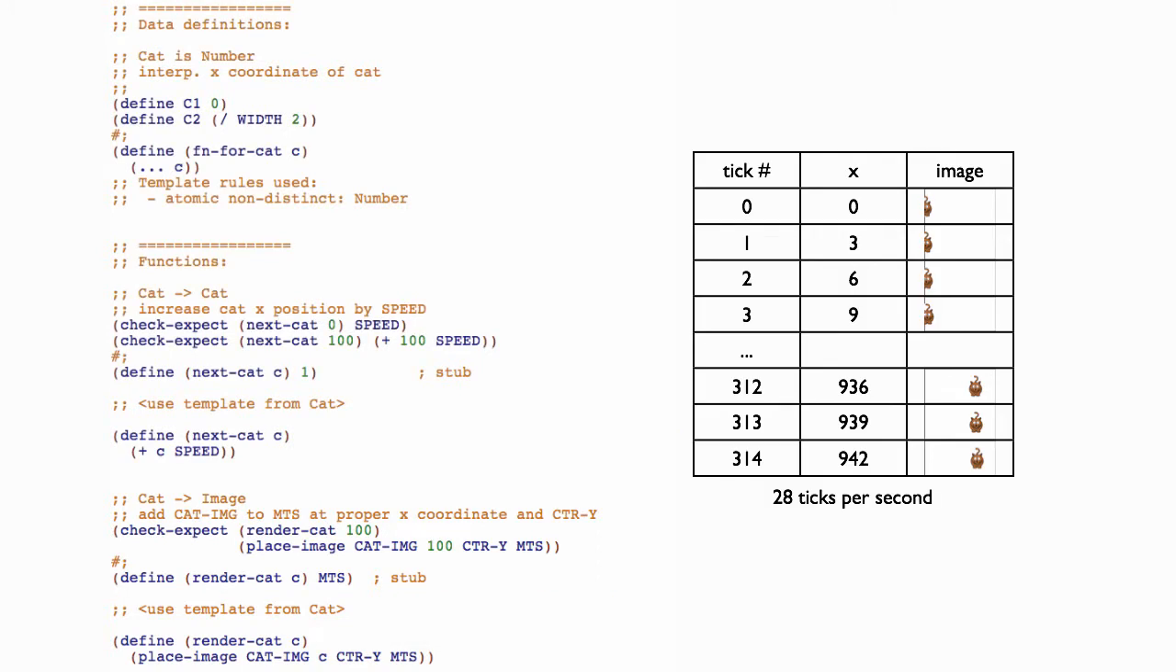So there's a data definition and two functions. One function, nextCat, can take us from one cat to the next cat. In other words, it can advance the cat's x position by 3 each time: 0, 3, 6, and so on. The other function can take us from a cat to an image of the cat. In other words, the image of the cat at the appropriate position on the background, called MTS. Now we need to understand how those two functions need to dance together in order for the cat to move across the screen the way we want it to.